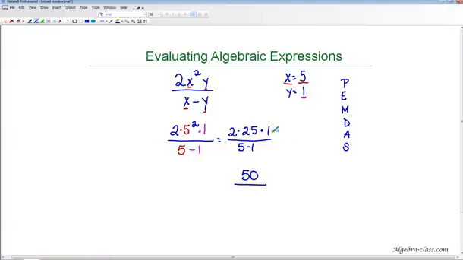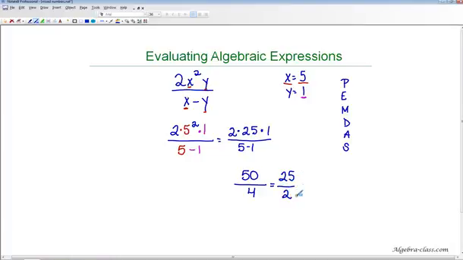And now that I'm done completely evaluating the numerator, I can focus on the denominator, which is pretty easy. 5 minus 1 is 4. So now I have 50 divided by 4, or I can actually simplify this if I would choose to, which most of the time you do want to simplify and put your answer in lowest terms. So if I divide 50 and 4 both by 2, I would end up with 25 halves.